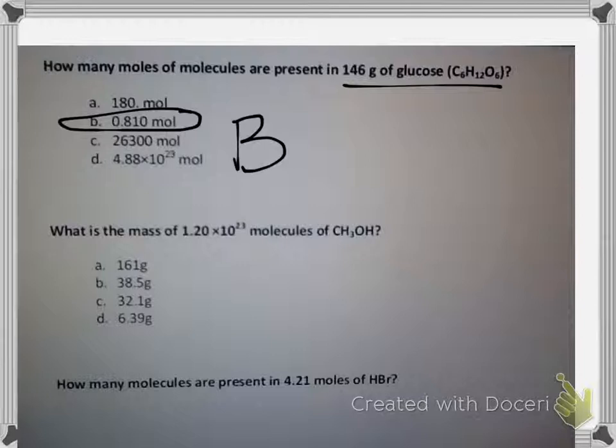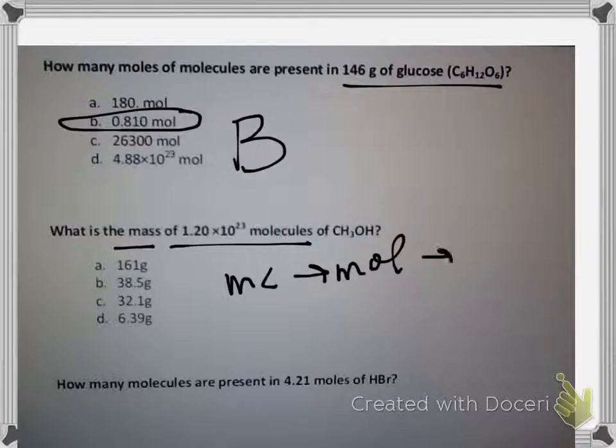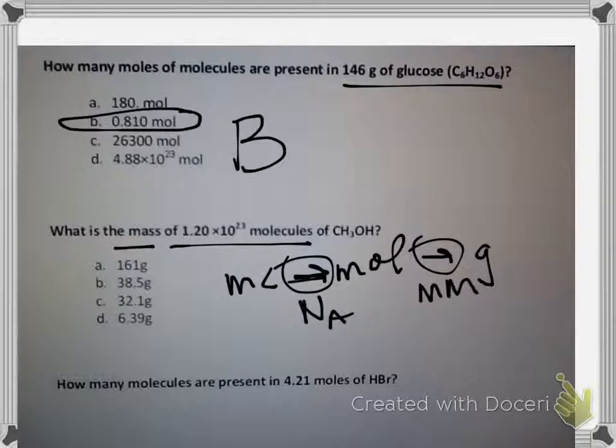Let's go to the next one. What is the mass of 1.02 times 10 to the 30 molecules of methanol? So you're given molecules, you want to calculate mass. You're going to have to go through the mole on that one. You're going to go from molecules to moles to mass. So you're going to have two conversion factors: Avogadro's number and molar mass for methanol. Your answer there should be D. So check and make sure you get D.